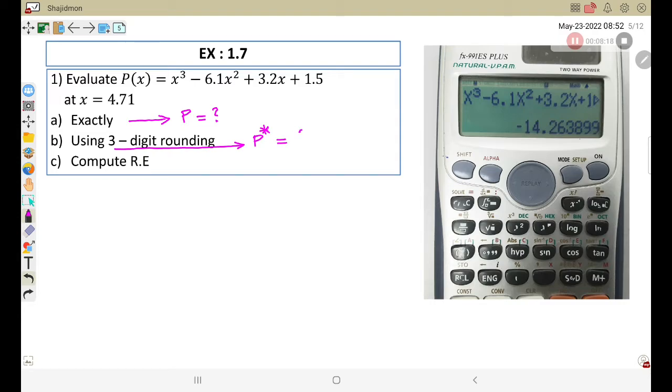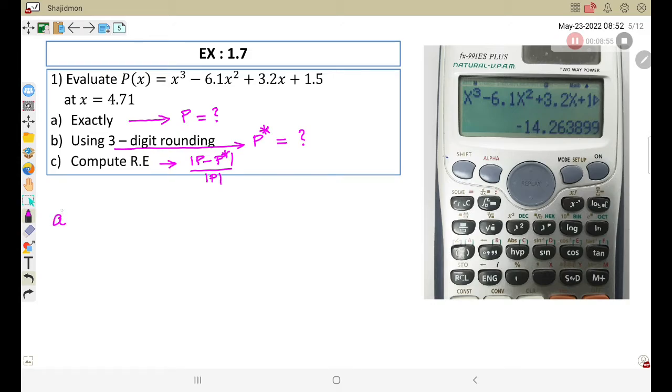Now the third one, compute the relative error. You remember the rule for relative error, correct? Absolute of P minus P star divided by absolute P. So these are the three questions we need to do here. Now in the second part we are doing the normal method. It is not mentioned whether it is nested form or not. If it is not mentioned as nested form, you can do it the normal way, correct? Because I told you there are two methods, the normal way and the nested way. So we can do the normal way in the second part. The first part is exact, directly from the calculator.